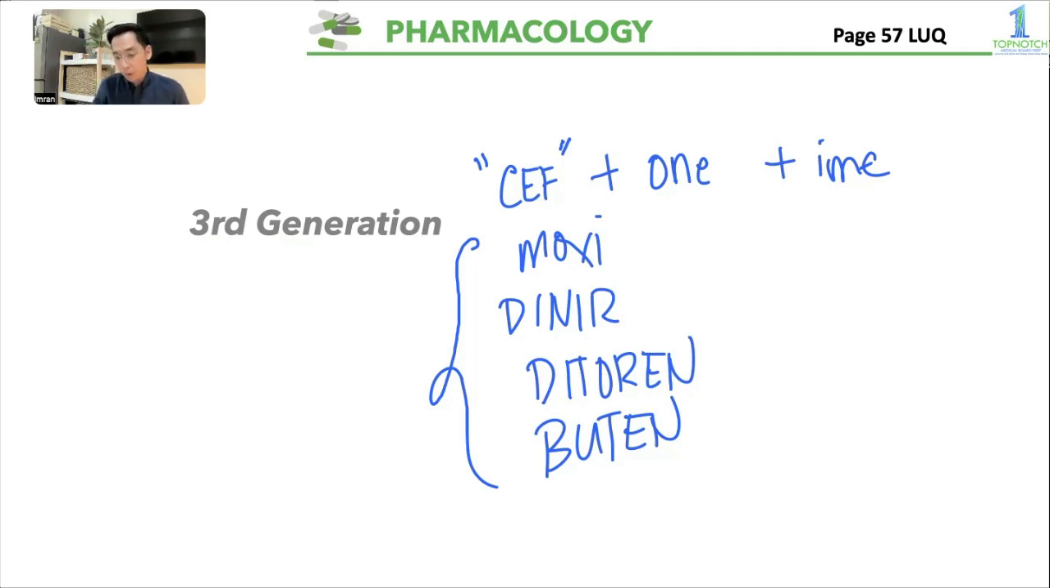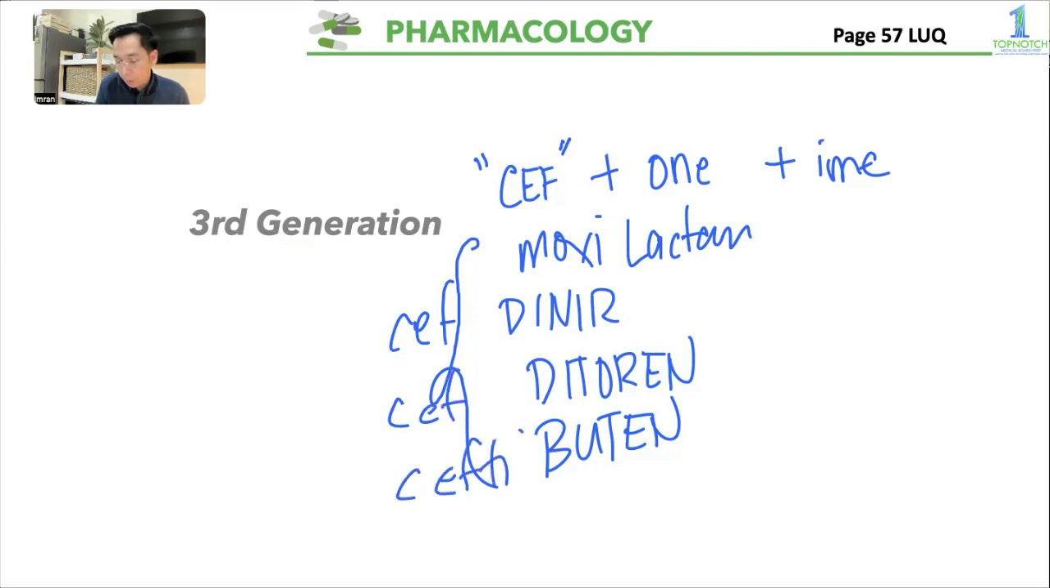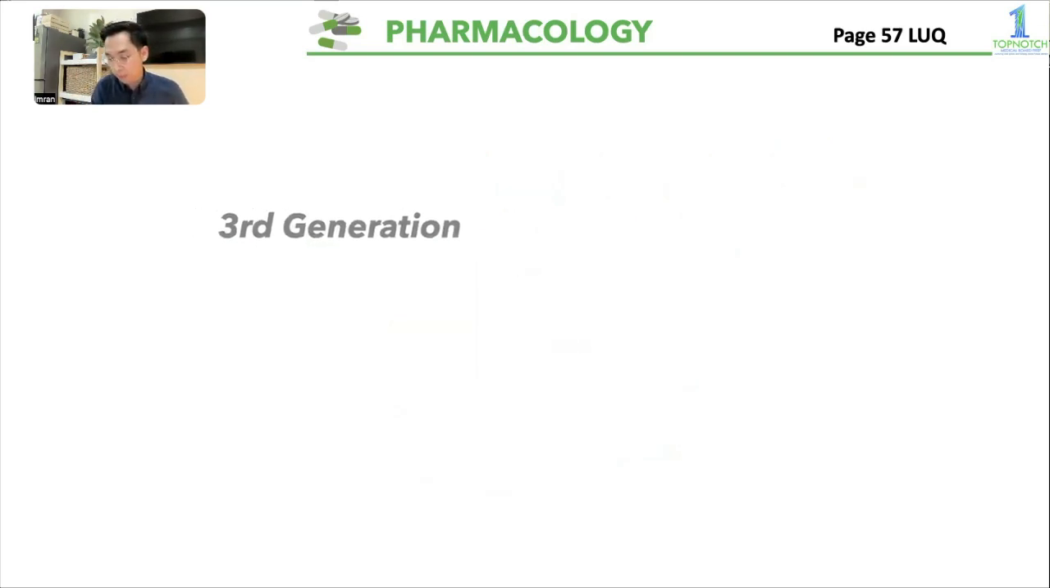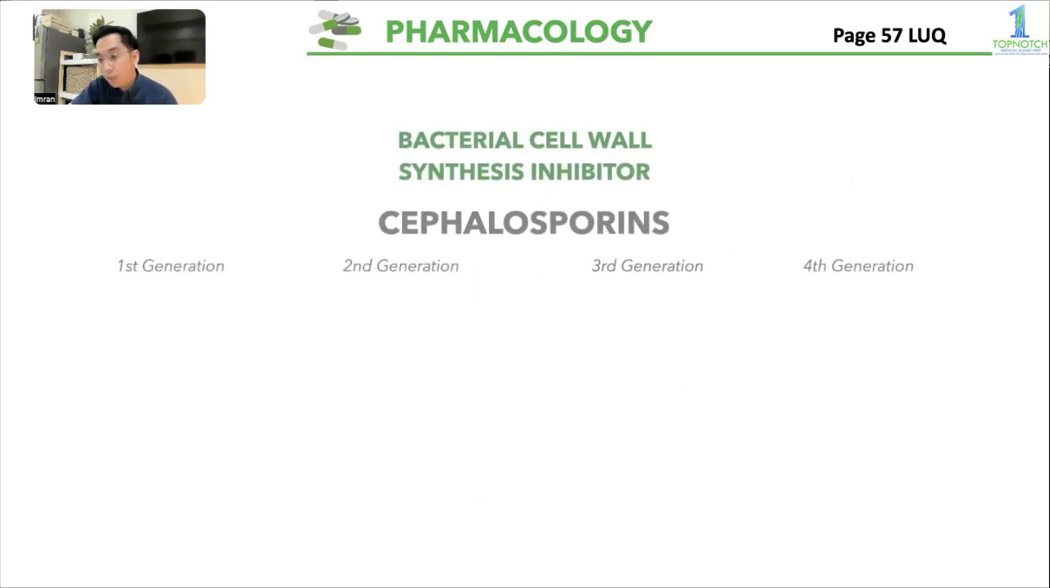So Moxie for moxilactam. Lactam. Denier is cefdenier. Ito, cefditoren, tsaka ceftibuten. Okay? Denier, dito rin, tsaka buten na lang, andyan ka. Okay? So those are your third generation na mga cephalosporin.